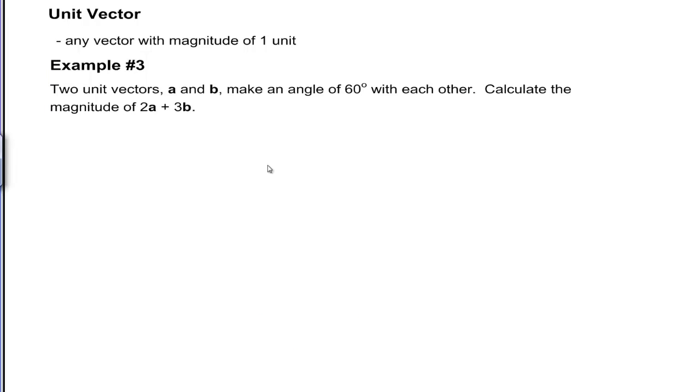One other thing I want to show you, and it shows up later on in the chapter, but I think it's important to show right now, is the idea of what's called a unit vector. A unit vector is any vector with magnitude of 1 unit. And that helps us when we're trying to solve a question like the following. Two unit vectors A and B make an angle of 60 degrees with each other. Calculate the magnitude of 2A plus 3B.